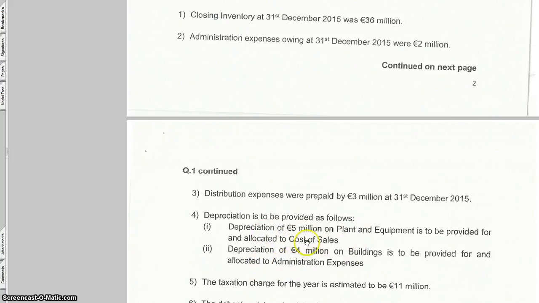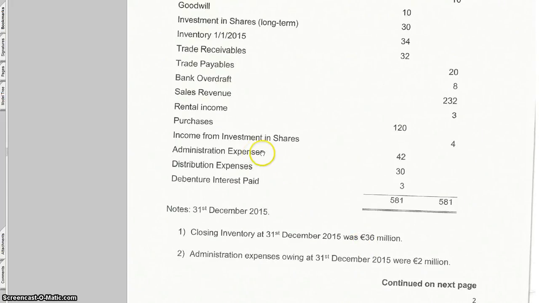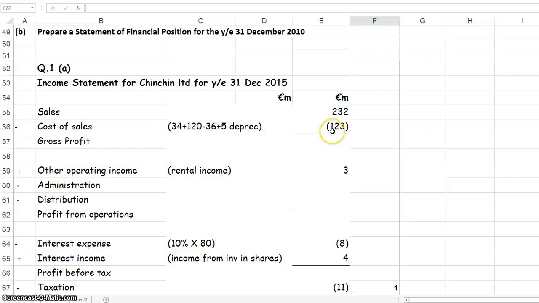So 5 million goes to cost of sales, and the 4 goes to admin, so we don't care about that because we're doing cost of sales now. We're just looking at part 1. We're going to add 5 million to cost of sales. So those are the things that go in. Purchases 120 plus opening inventory 34 minus closing inventory 36 plus 5, and that adds up to 123.